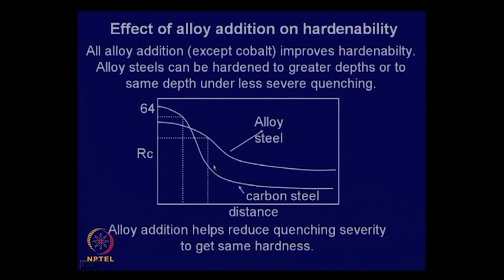Whereas, if you have a steel with alloy content, possibly the carbon content here is low, but its depth of hardness is much more with alloy content. So, one of the main advantages of alloy addition is that it helps reduce the quench severity required to get the same hardness at a particular depth.